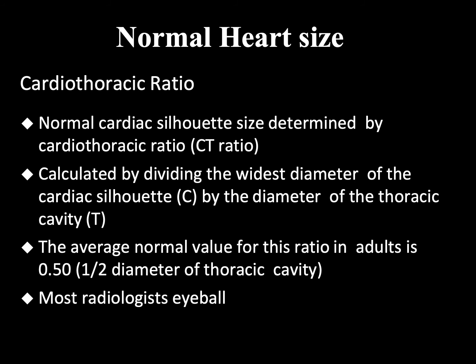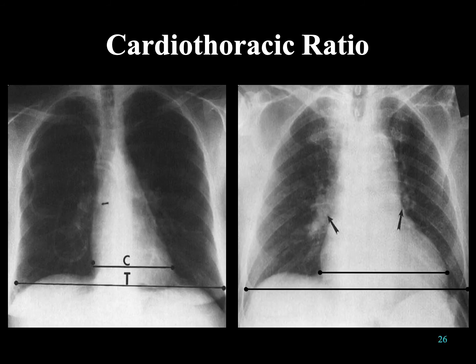I'd say most radiologists are going to just eyeball this as opposed to directly measuring it. So here you see cardiothoracic ratio. There's the C portion of it, cardiac portion of it. There's your thoracic measurement. So this should be about half. Whereas here you see an abnormal shift. It's a little more than half for this ratio. So that's an enlarged heart.